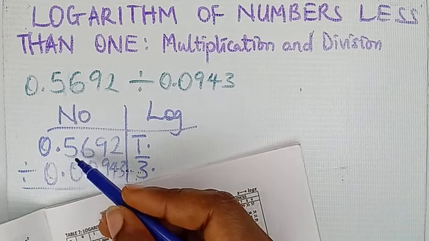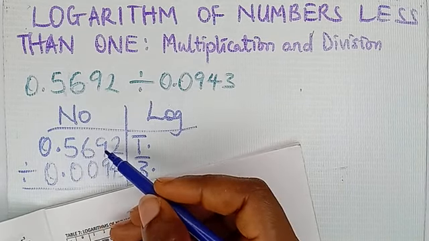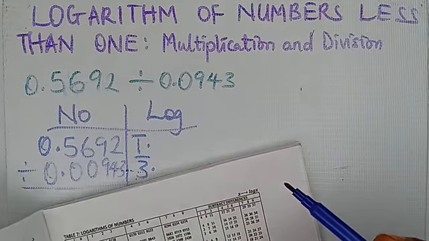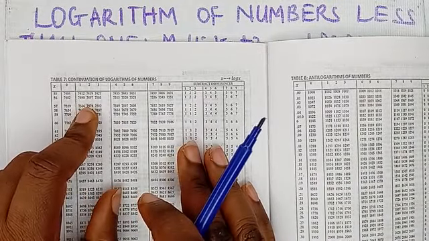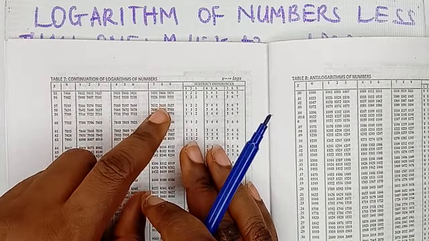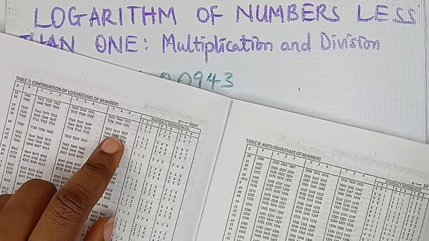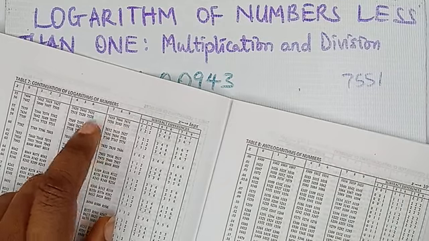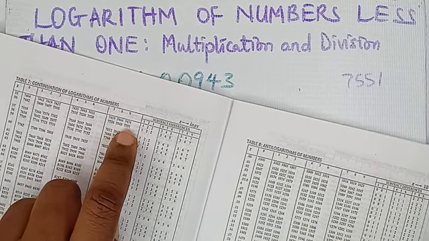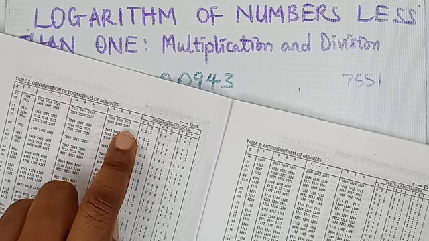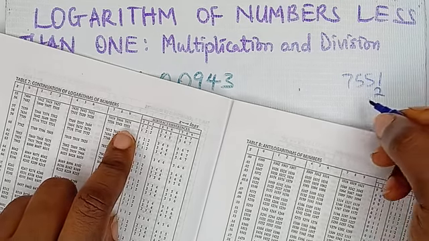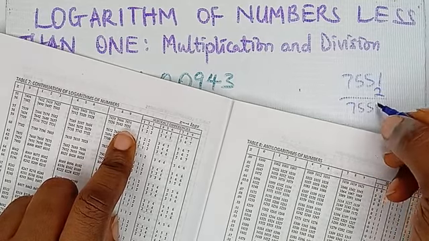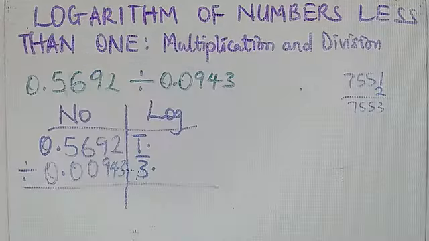So we now come over to our log tables. What we'll be looking for is 56 under 9, difference 2. So in the logarithm of numbers table, 56 under 9 is 7551. I like to write it out. Difference 2 is also 2. So we have 7553 as our log value.